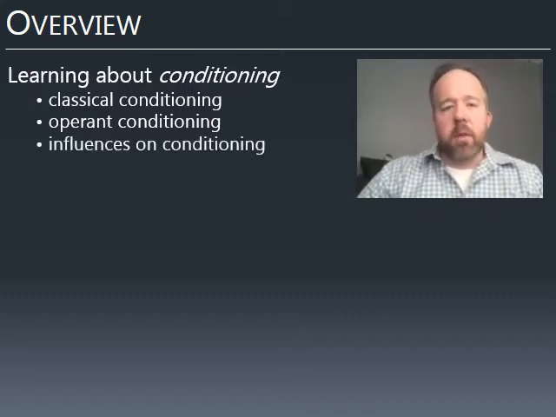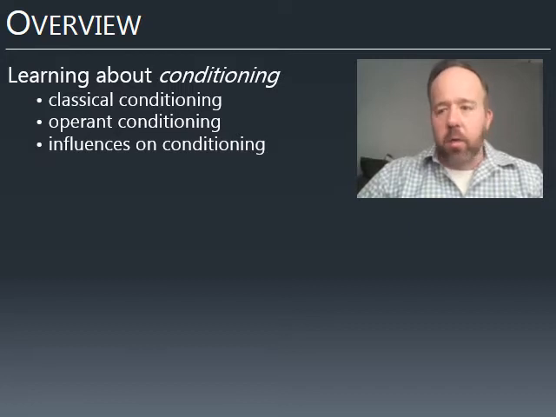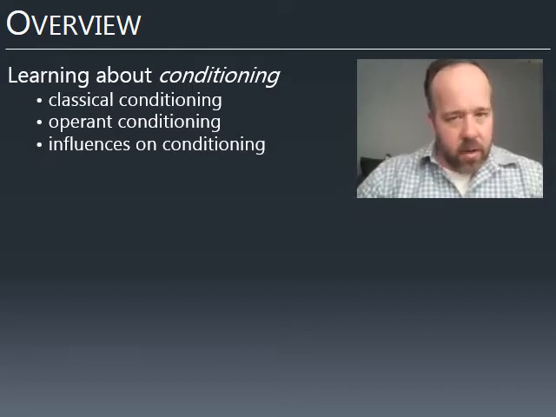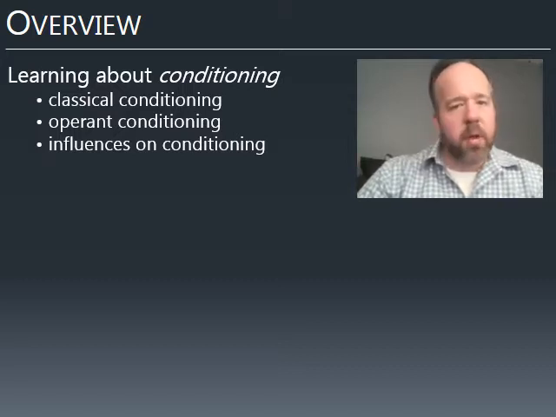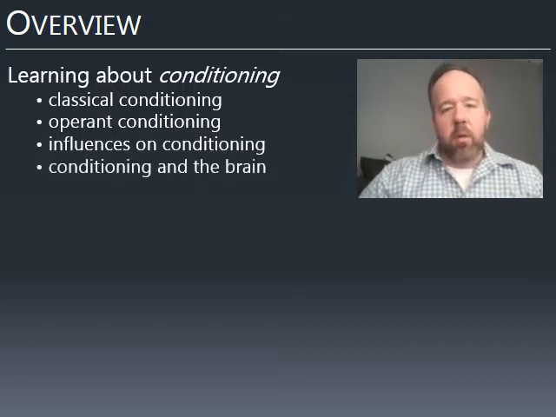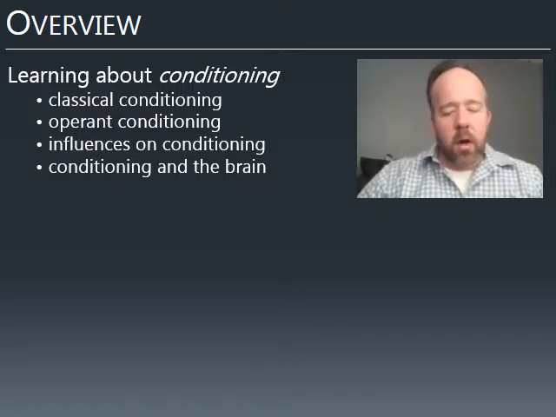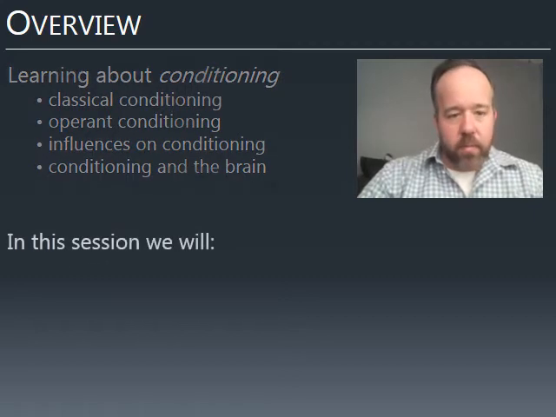We'll talk about the influences on conditioning. What changes how easily the animal is conditioned, or how quickly, or what makes conditioning go away. How can we unlearn things? So we'll talk about those influences. And we'll also go back to the brain and learn about conditioning's relationship with the brain. What parts of the brain are relevant to conditioning?